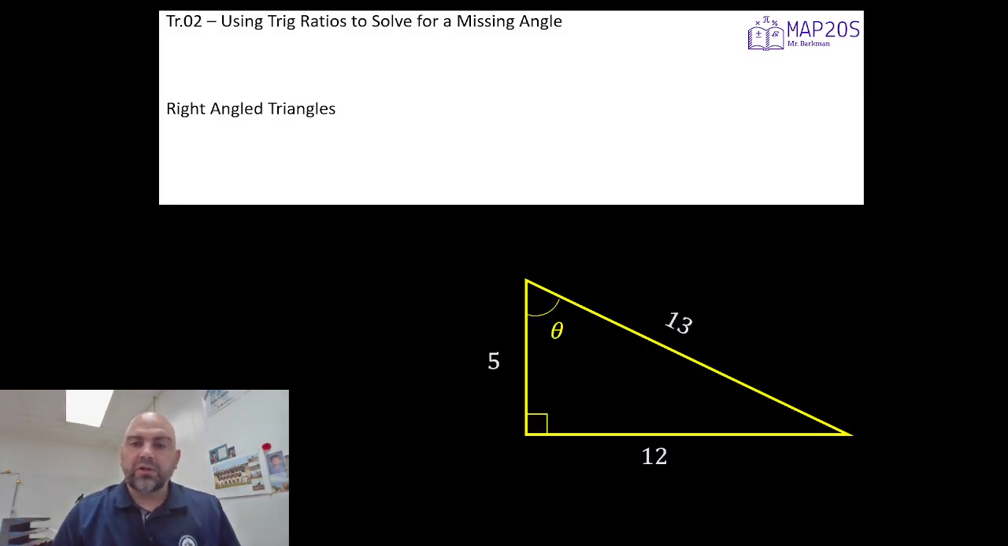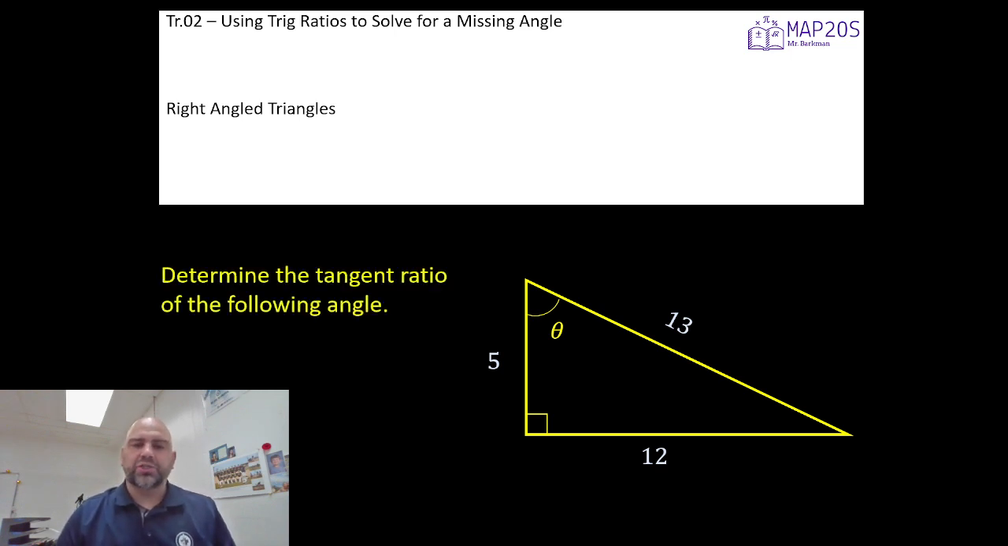All right, so let's take a look at this triangle, and we're going to look at how we can come up with the tangent ratio as well. Let's determine the tangent ratio of this following angle. Well, first of all, we don't know what the angle is. It's theta. We're not given this angle. So we're going to have to use the opposite and adjacent sides to determine the tangent ratio for this angle. Step one, and this is step one for every single right angle triangle problem, is you need to label the sides.